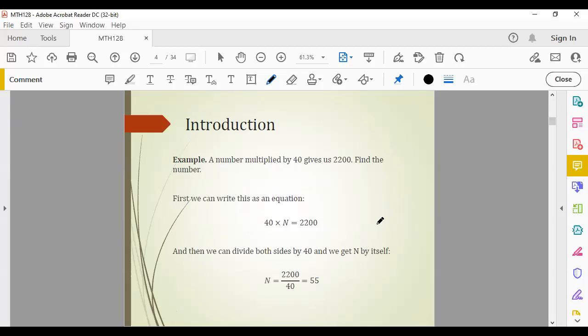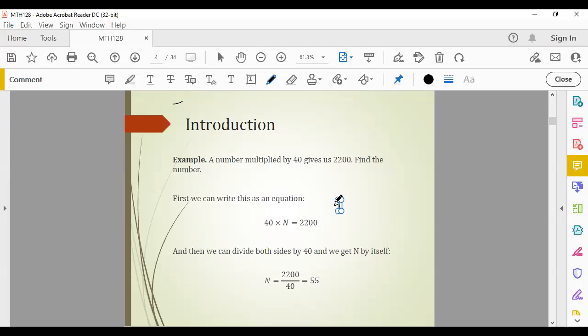Okay, so before we start on ratios and proportions, we're going to learn some basic algebra, how to solve some basic algebraic equations. And there's the multiplication sign right there. Apologies. So here is the question. A number multiplied by 40 gives us 2,200. And we have to find out what this number is. So what we can do is set it up as an equation: 40 times some mystery number equals 2,200.